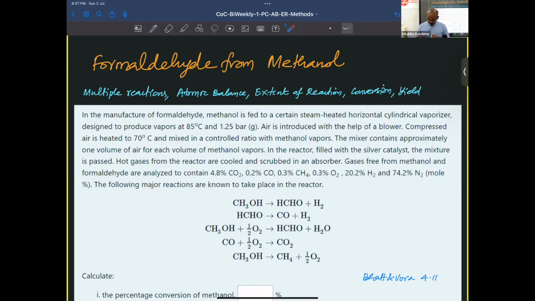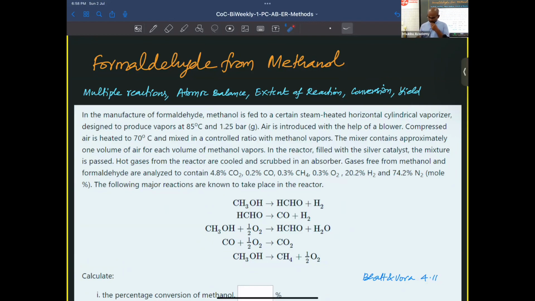So let us try to understand this problem. This is again about formaldehyde. Earlier it was using methane, now it is from methanol. Somehow we could have the same kind of problem. Here it involves many reactions: 1, 2, 3, 4, 5 reactions are involved. We are going to see it by both the atomic balance and extent of reaction methods. Additionally, we are also going to calculate conversion and yield. This problem I have taken from Bhatt Vora. This problem number is 4.11.